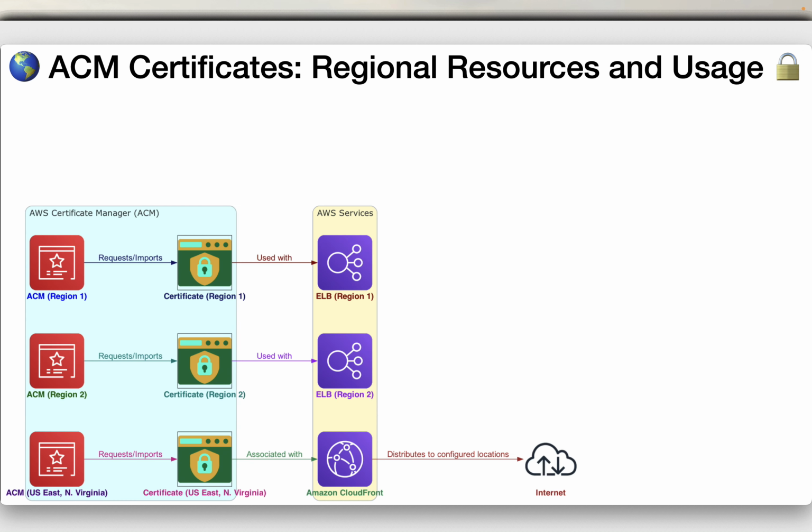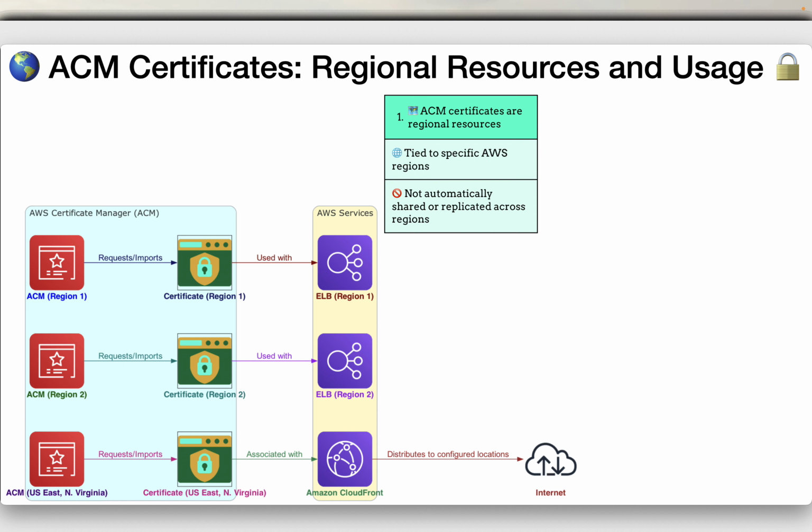So ACM certificates, regional resources and usage. ACM certificates are regional resources. So certificates in AWS Certificate Manager are tied to specific AWS regions and are not automatically shared or replicated across regions. So this is something you have to keep in mind.